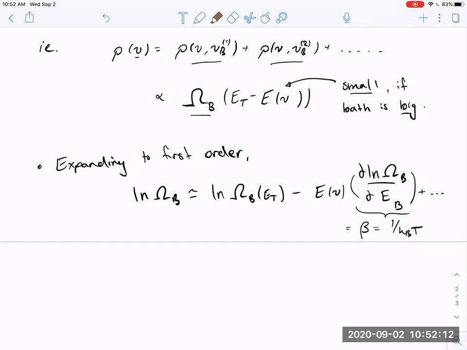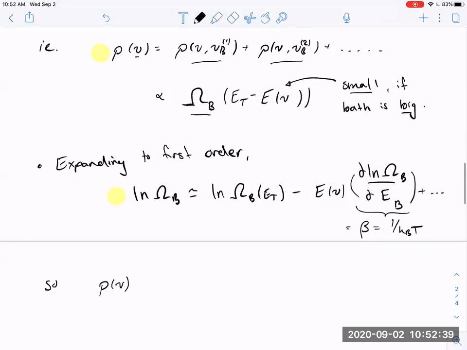So putting together the realization that the probability of the system being in some state is just proportional to the number of bath states, with the now functional form, or the functional dependence of the number of bath states on the system energy, we find what is known as the Boltzmann distribution, that the probability of observing the system in some specific state is proportional to the exponential of minus beta, the energy of that state. That's the so-called Boltzmann distribution.